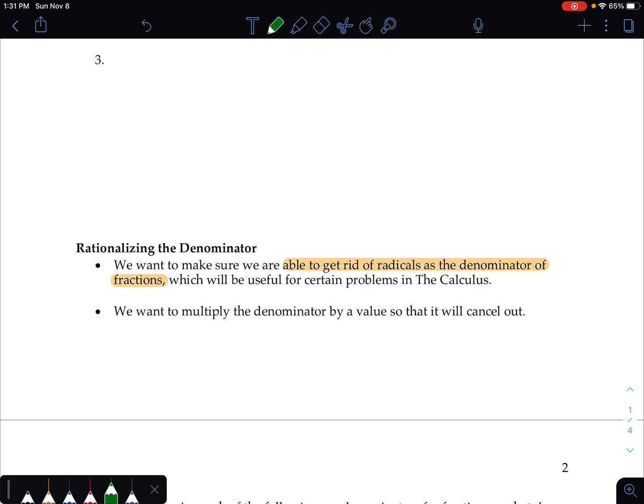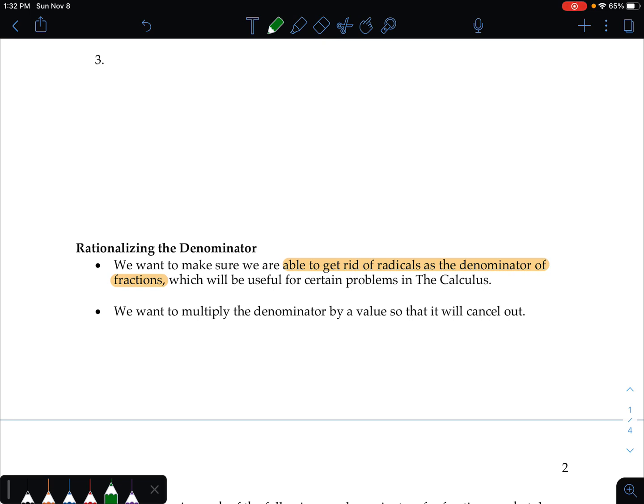It is useful next year in calculus, and we want to know how to get rid of the radicals in the bottom of the denominator. That's useful in certain problems in calculus. Just like we were trying to get rid of the negative exponents when we were doing our lesson on exponents, the same idea.